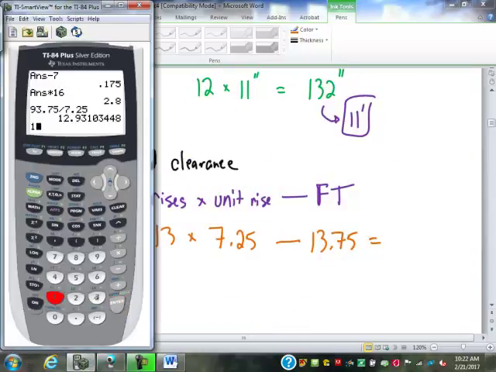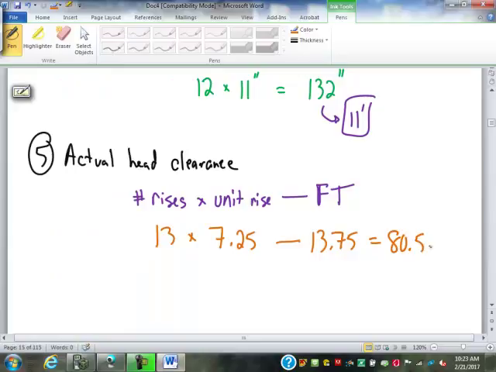So 13 times 7.25 minus 13.75 is 80.5 inches. So we actually have a head clearance of a half inch more than what we were shooting for. We were shooting for 80, we got 80.5. What do you think?